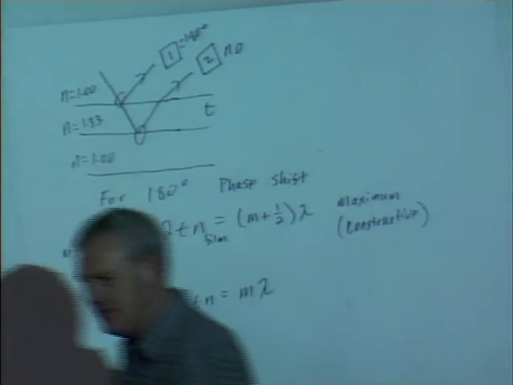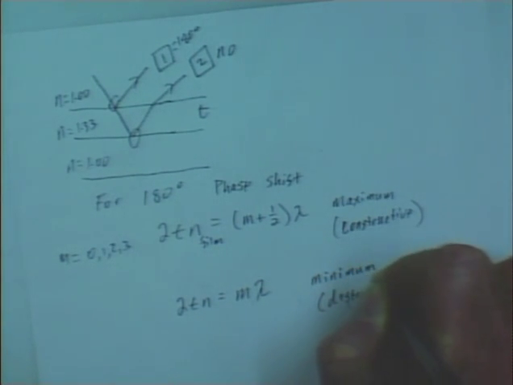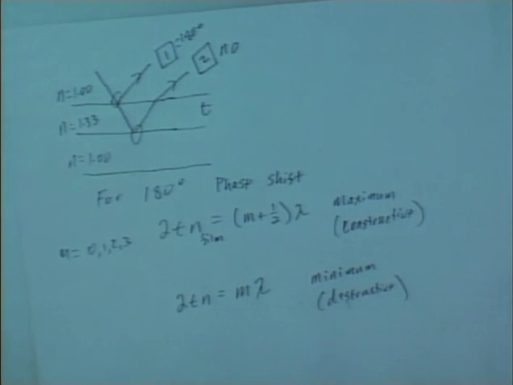Okay, now, 2t times n equals m times lambda gives me a minimum. What do we mean by minimum? Destructive interference. I can't see it. Destructive interference. Okay. Now then, let's look at a different case. Let's look at one other case.